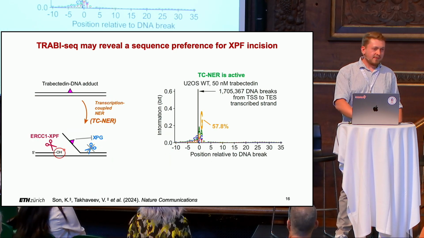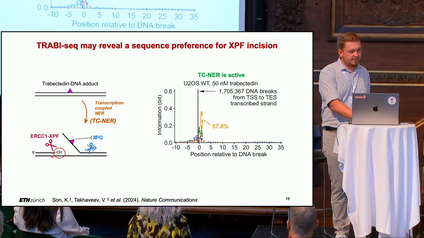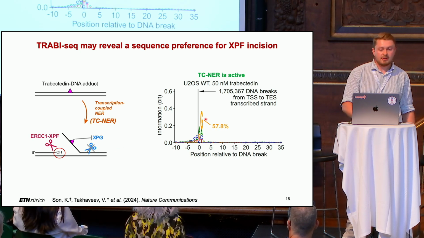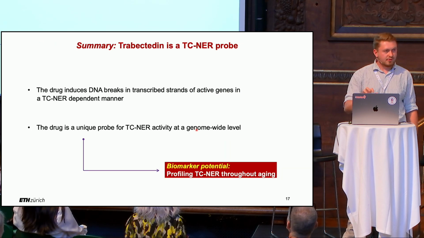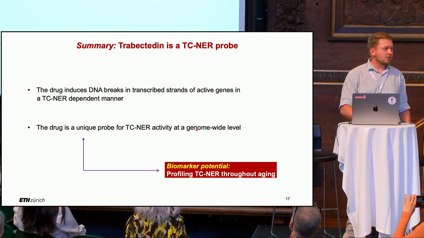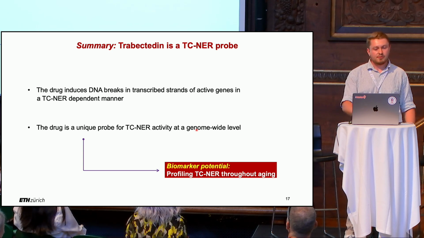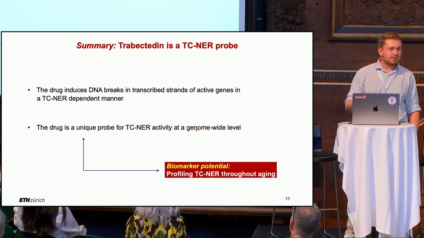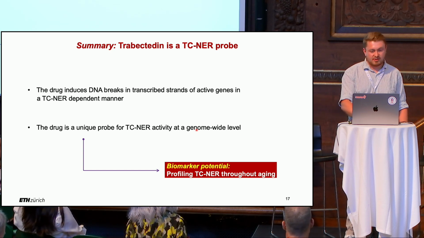We also generated evidence that the essential endonuclease of nucleotide excision repair, XPF, has a sequence preference. So we observed a G enrichment downstream of the induced breaks, which is something new. So as a summary of this study, we found out that trabectedin induces DNA breaks in highly expressed genes in a dependency from TC-NER. And this mechanism provides a basis for profiling TC-NER activity genome-wide in aging. However, only in model systems, not directly in humans, because this drug is rather toxic.